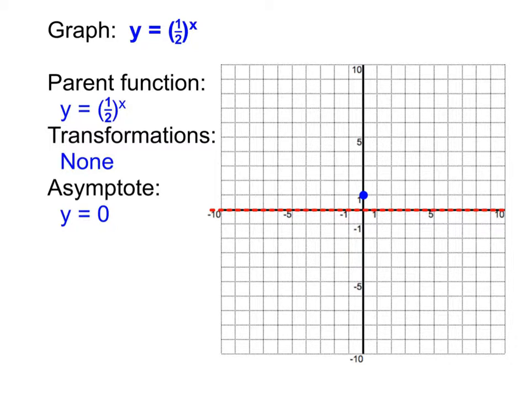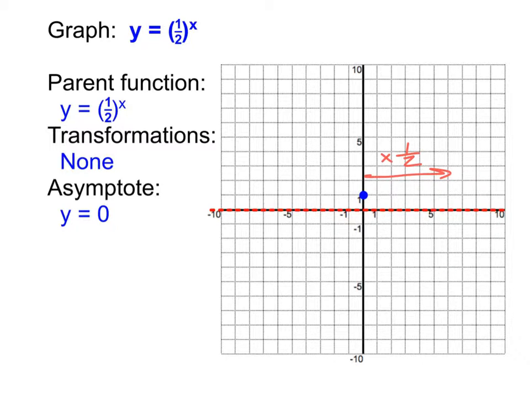Now, from here, I'm looking to see what I'm doing as I go to the right. When it was 2 to the power of x, I multiplied the heights by 2. When it was 3 to the power of x, I multiplied the heights by 3. When it's 1/2 to the power of x, what do you suppose I'm going to be multiplying by as I go to the right? Yeah, I'm multiplying by 1/2.